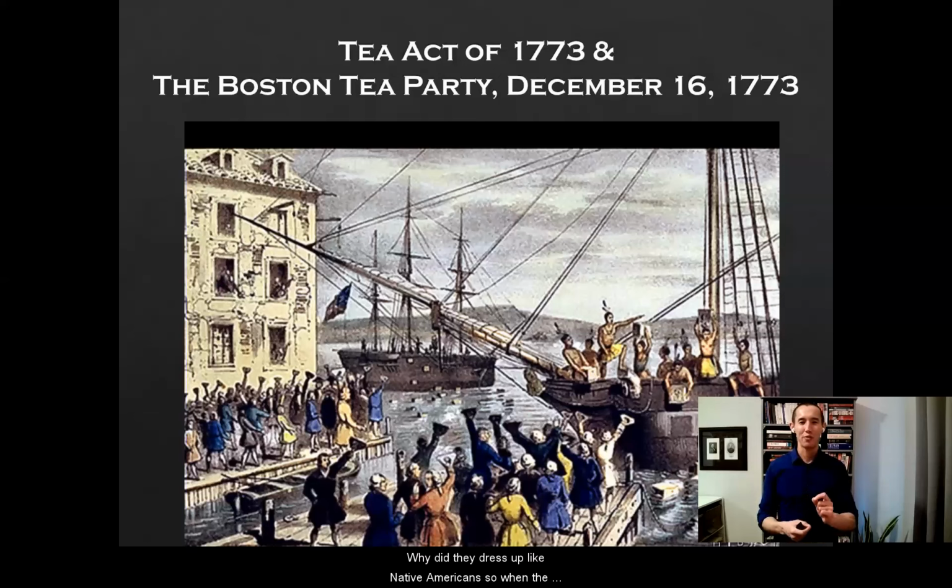Why did they dress up like Native Americans? So when the British officials came and started questioning people, all the rest of the colonists could say, just some Native Americans. Plausible deniability. That was a fortune. The amount of tea that they destroyed, when I say it's a fortune, it was a fortune.